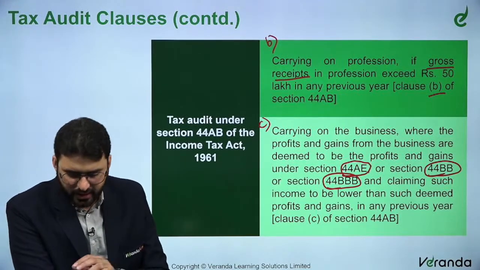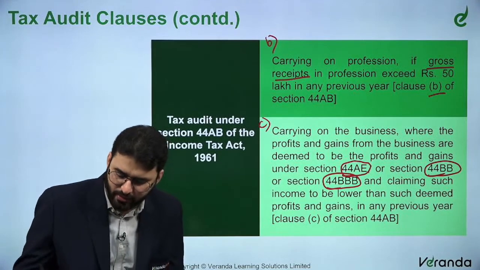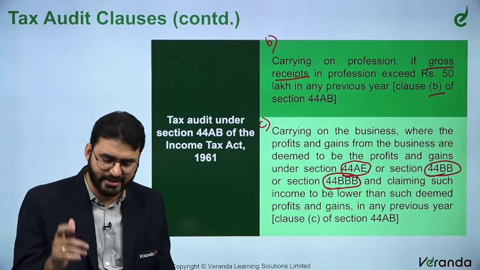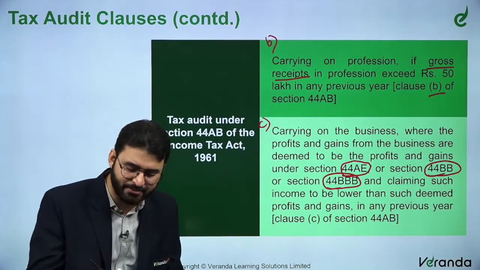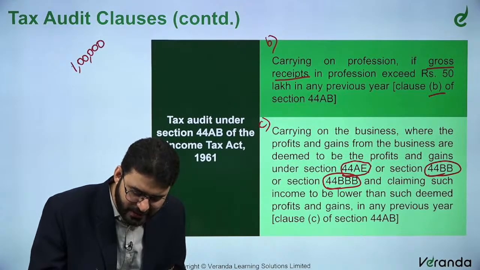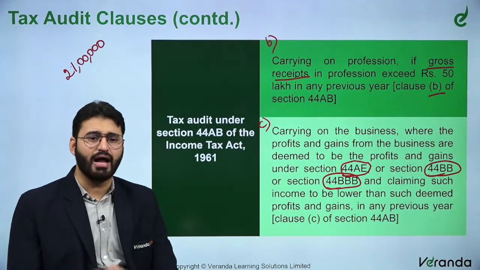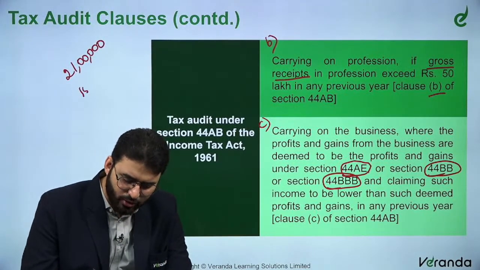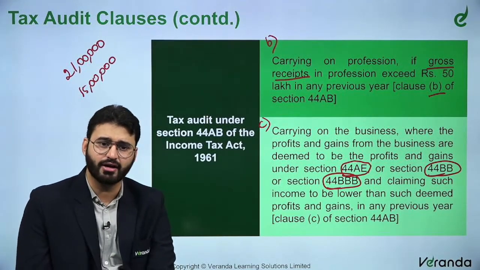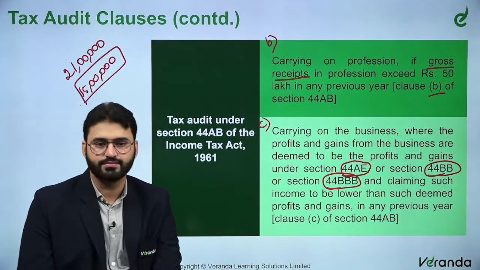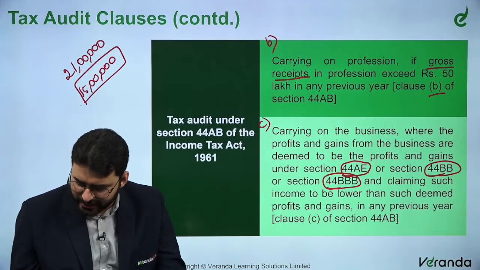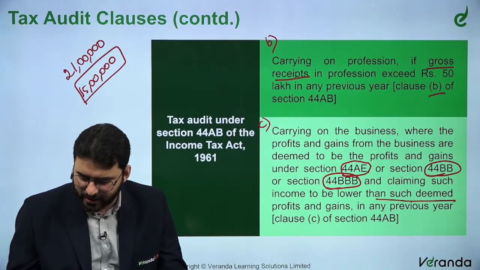Say for example, under presumptive taxation, 44AE, for every lorry type there is a particular amount that needs to be declared. Say the presumptive scheme amount is supposed to be, let's say, 21 lakh rupees. However, I am declaring 15 lakh rupees because that's my total income. Actual income is this much. Why will I declare 20? Why will I pay tax on a higher income? Then in that case, I will have to do a tax audit. That's what 44AB clause C is all about: if you are declaring the income to be lower than such deemed income in any previous year.